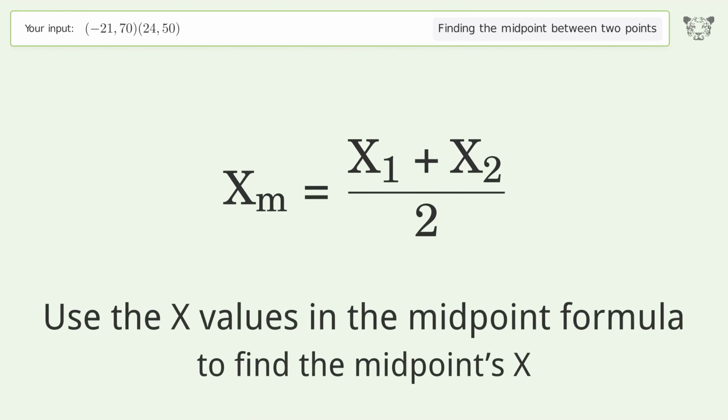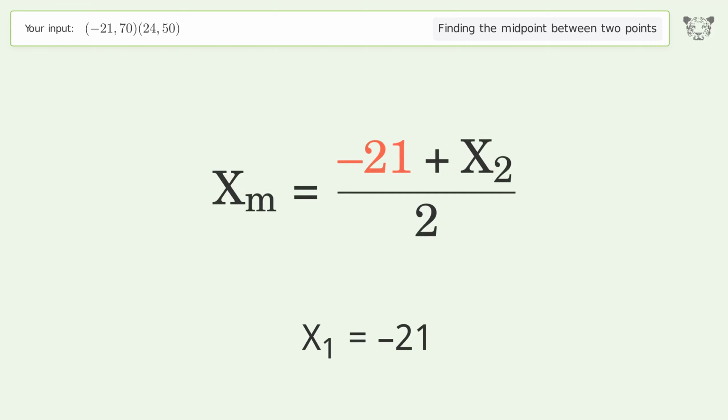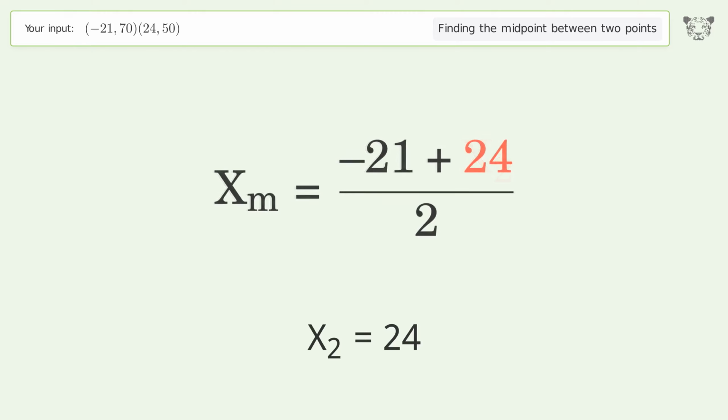Use the x values in the midpoint formula to find the midpoint's x. x1 equals -21. x2 equals 24. Simplify the arithmetic.